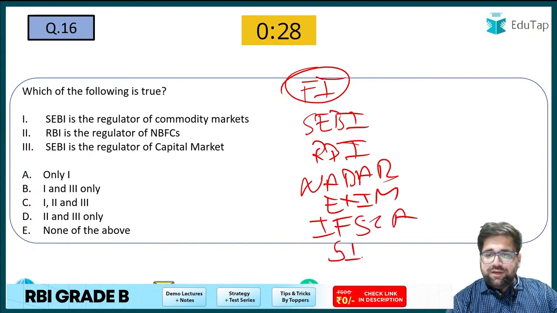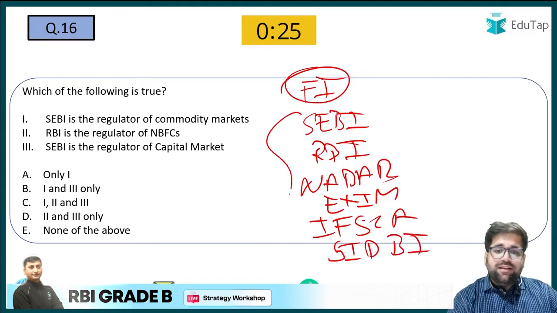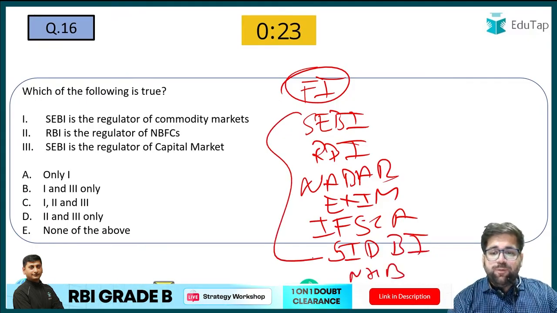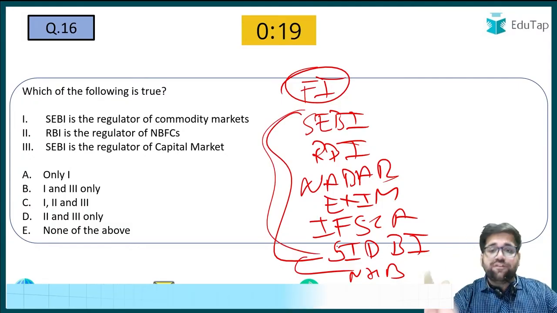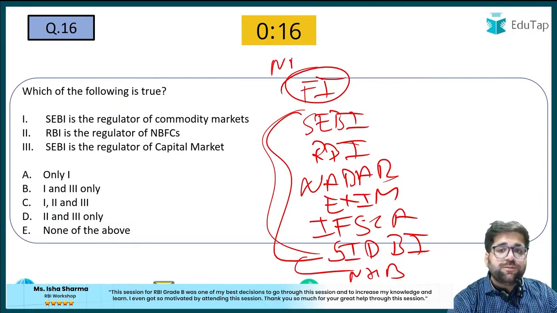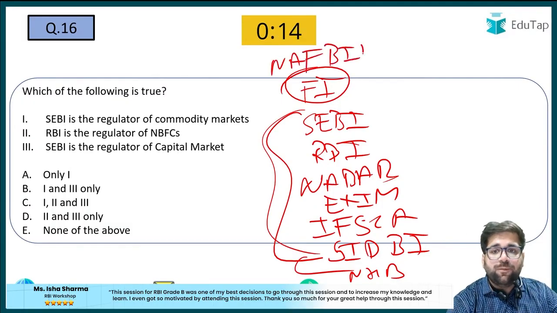SIDBI is done, SIDBI is there, SIDBI is not done yet. So all these, NHB, are very important. All these are different financial institutions which are working in India. And, my dear friends, I am expecting one question from this particular institution which has just been formed, NaBFID.